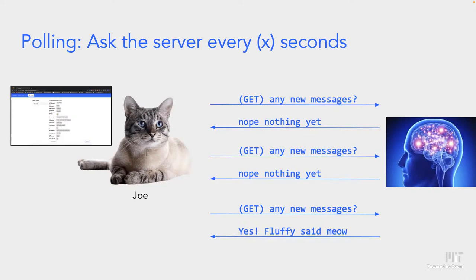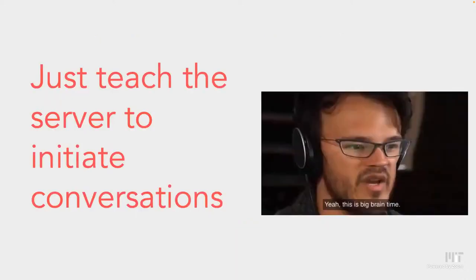So this is one way of being able to get the information on the server effectively when you want to, but it's kind of inefficient. And that's because Joe here is asking a bunch of questions over and over again. He's making a lot of API requests, a lot of HTTP requests. And it's just overall pretty inefficient, and it can kind of slow down your program. So why don't we just teach the server how to initiate a conversation?